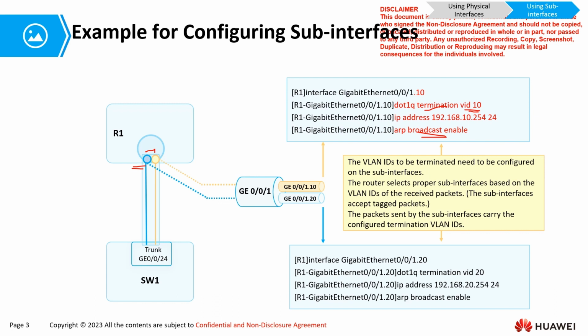By default, ARP broadcast is not enabled on the VLAN tag termination sub interface. So that's why you have to enable it manually.